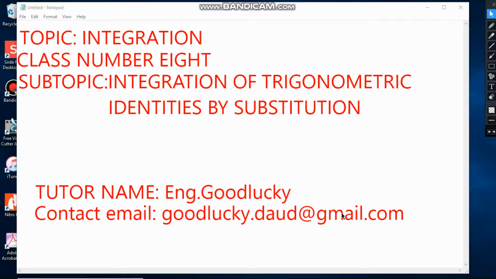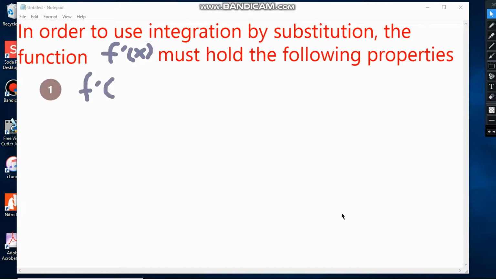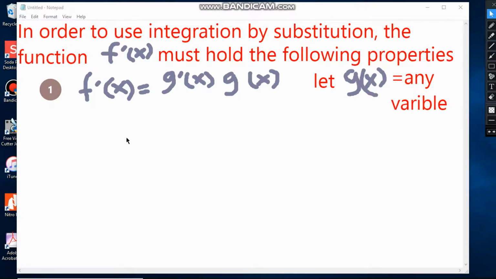In order to use integration by substitution, the function f dash of x and the integral must hold the following properties. 1. F dash of x must have two functions such that g dash of x is the first derivative of g of x. So in this case, we let g of x be equal to any variable.